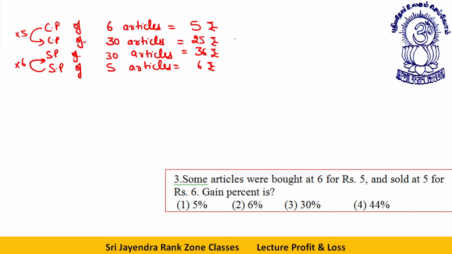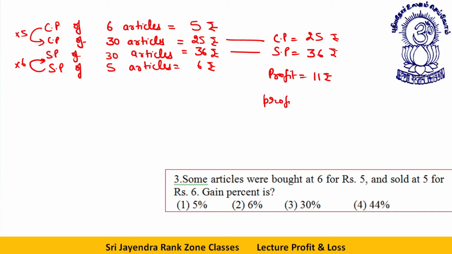Now, from here, what do I get? My CP 25, my SP 36, my profit 11 rupees. Profit percent is 11 by 25 into 100, that will be 44%. This is one way.